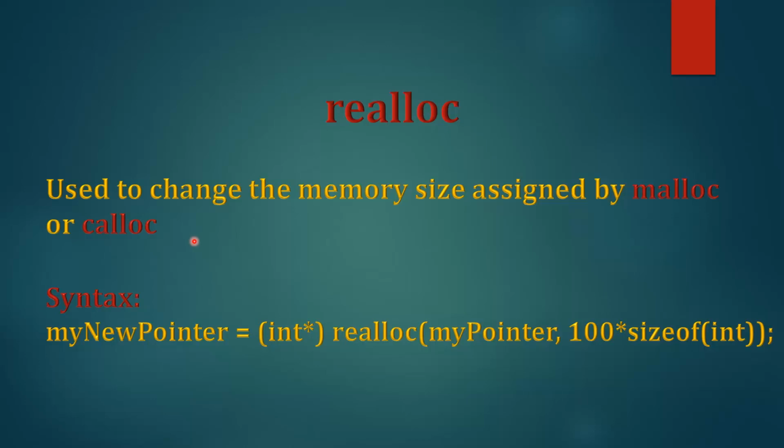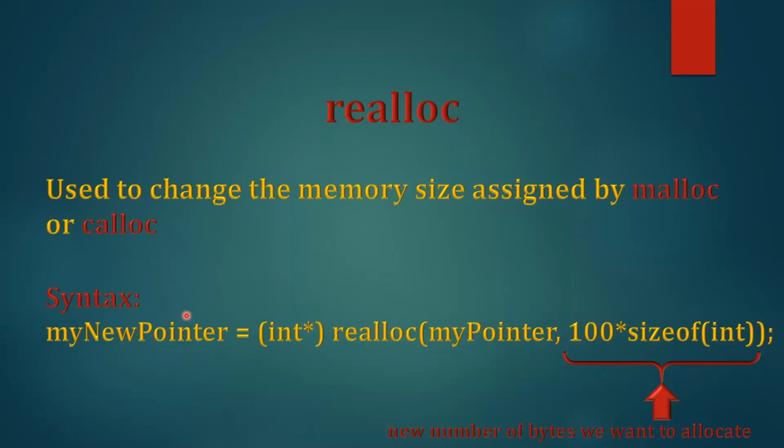Now, what is the syntax? To reallocate or change the size at runtime, the syntax will be myNewPointer is equal to int star realloc, and then the pointer which was previously pointing to a memory block, and then just as malloc argument, it is 100 into size of single integer. Okay, so simply there are two blocks. Earlier it was 400 bytes and the pointer referring to it was named myPointer. We want to change the size at runtime, so we assigned a new block, and the new pointer that points to this new block is called myNewPointer here.